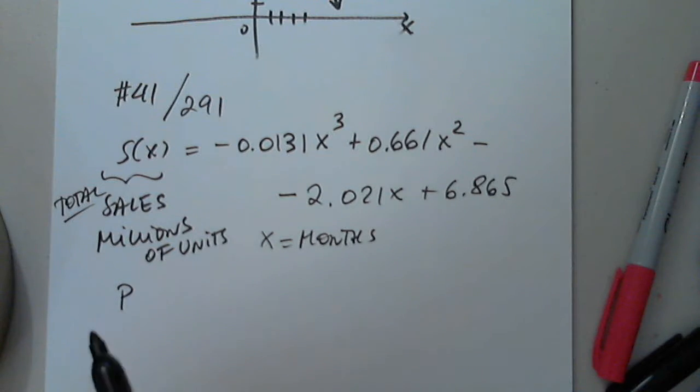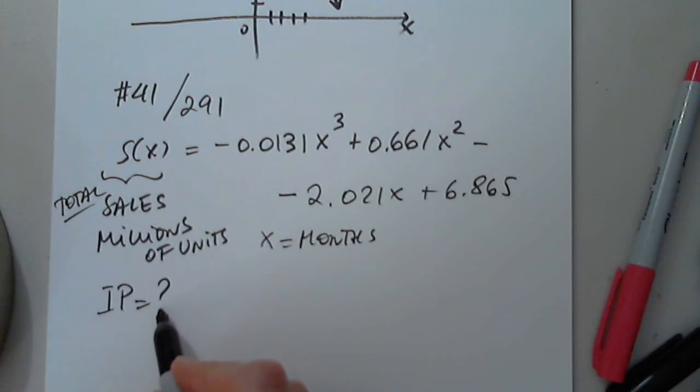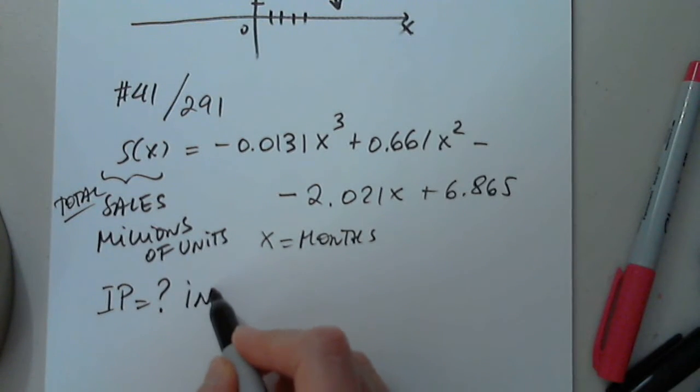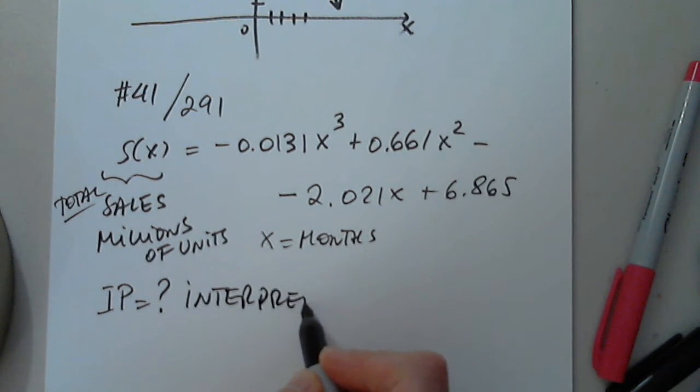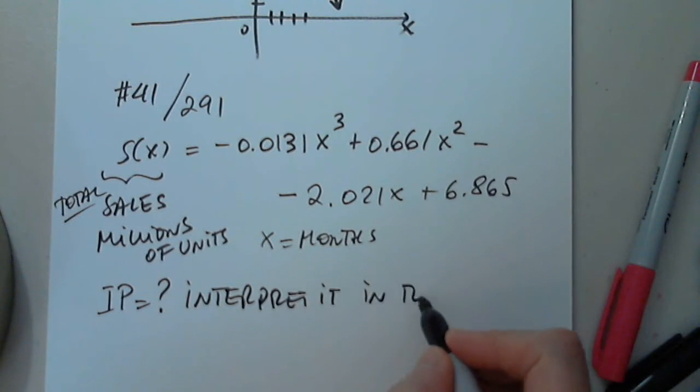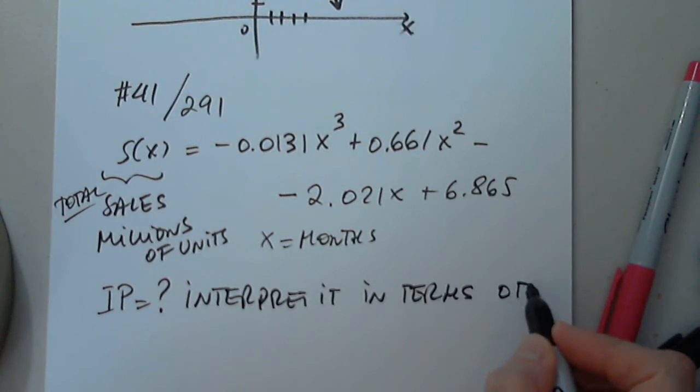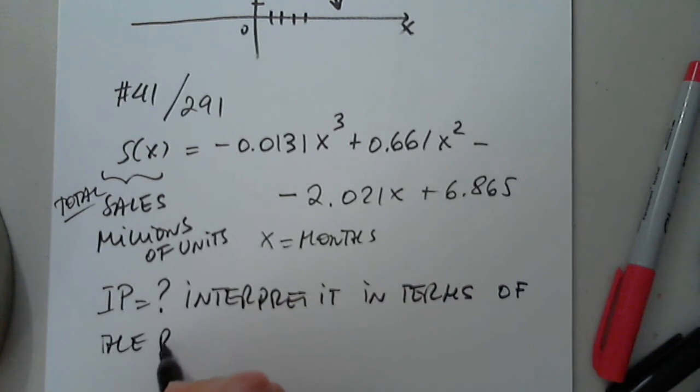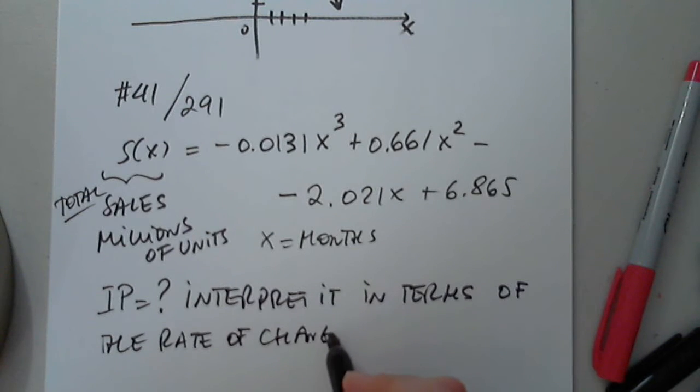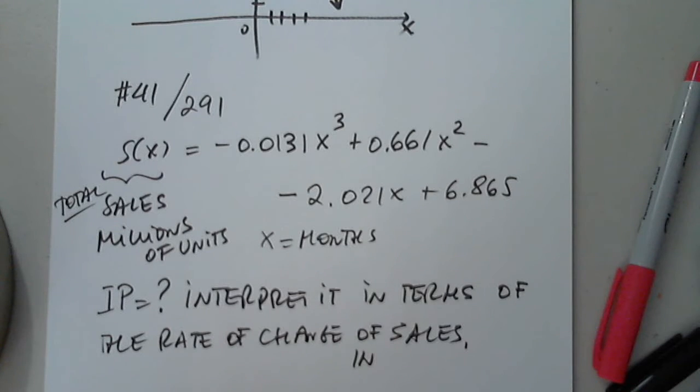So we're asked to find the inflection point, and we're asked to write, interpret it in terms of the rate of change of sales. Okay? So find the inflection point and interpret what that means.